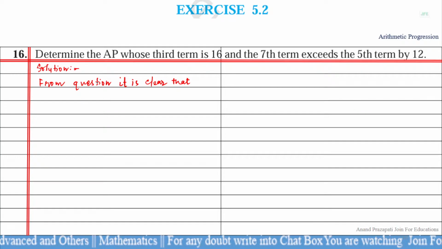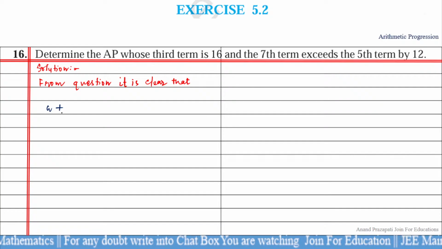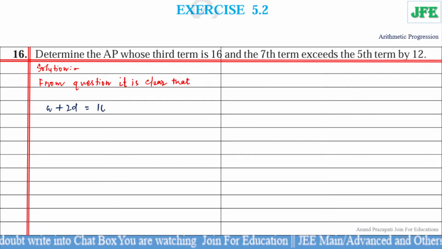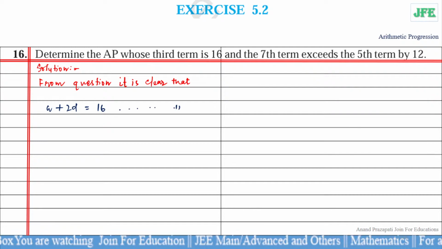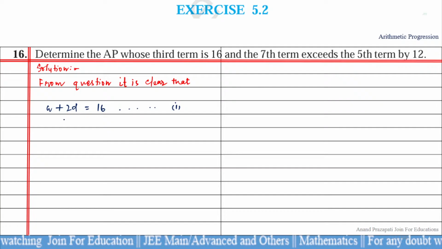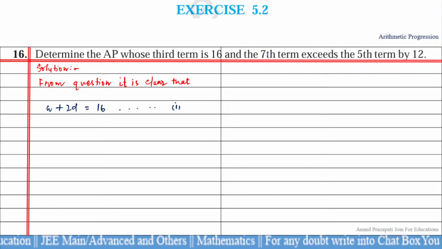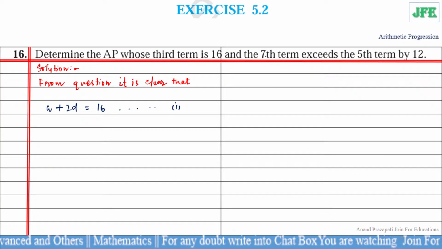So here the third term is 16. It means that a plus 2d equals 16, and suppose this is equation number 1, where a is the first term and d is the common difference. According to the second condition of this question, the seventh term exceeds the fifth term by 12.